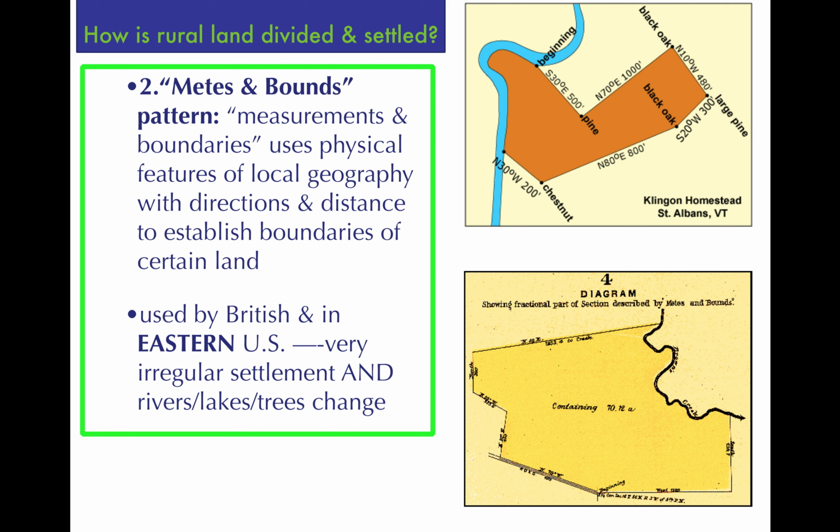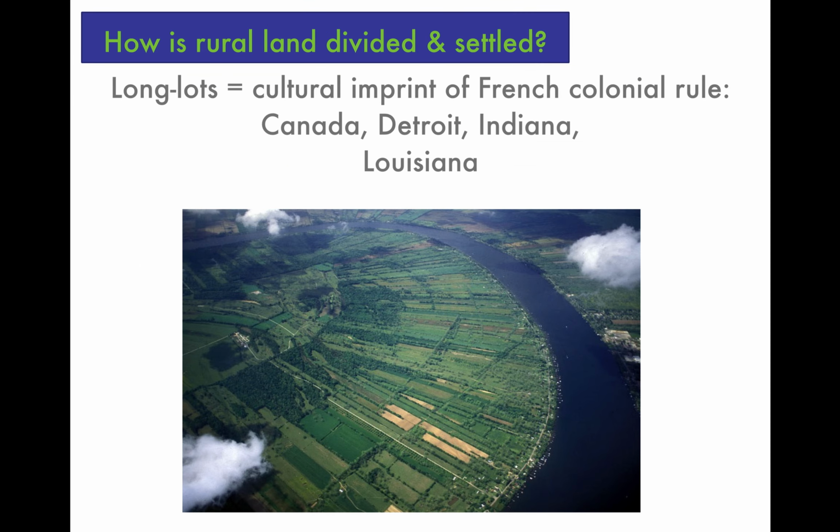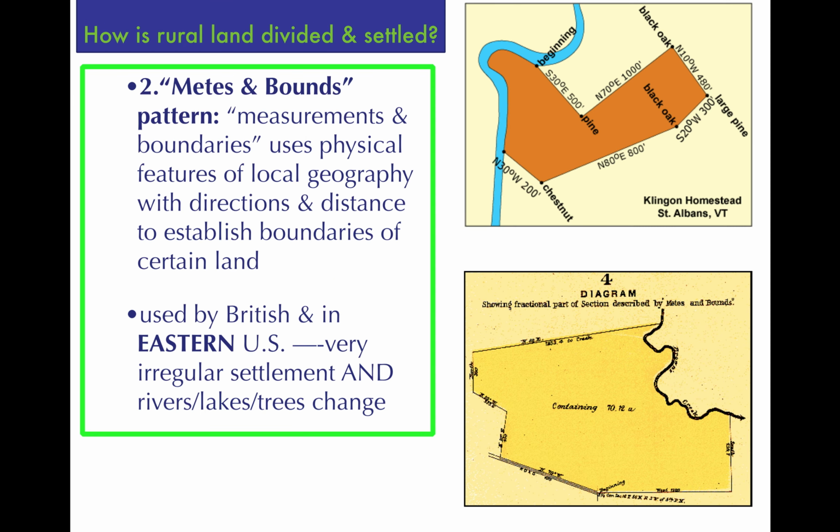You compare the meets and bounds to the very systematized pattern of the long lot system, and you see this is tremendously different. So this has led to very irregular settlement patterns in the U.S.; there's no systematized way in which the U.S. land is surveyed or divided on the Eastern Seaboard.